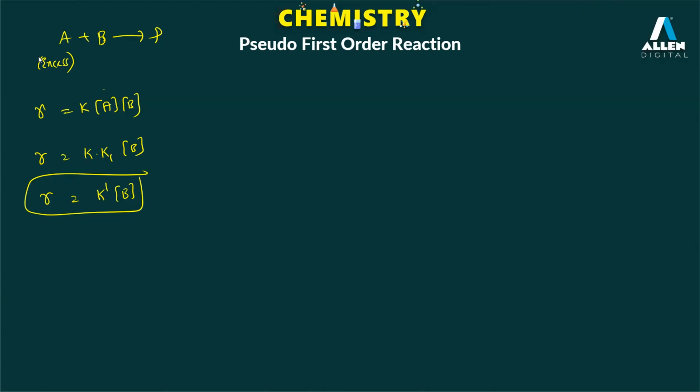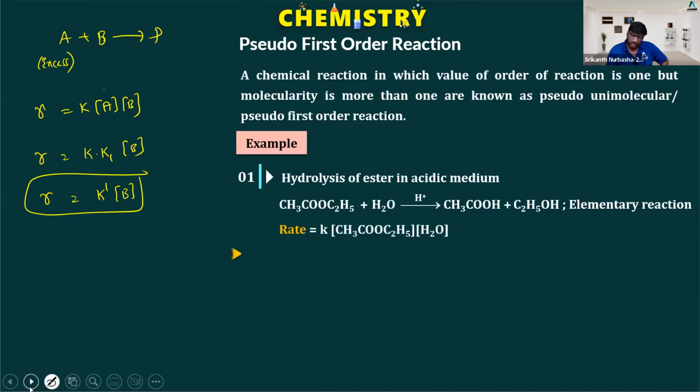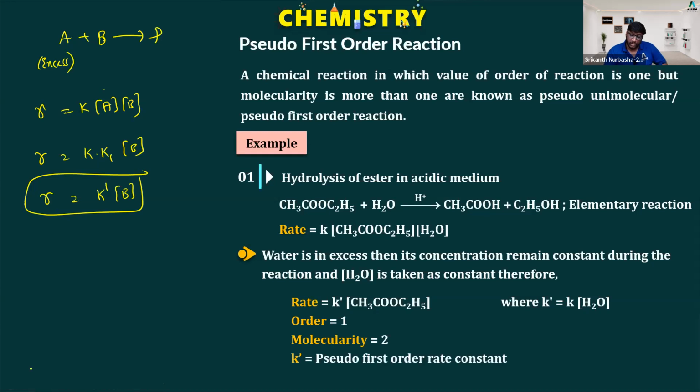since the concentration of one of the reactants is in excess. Since the concentration of one of the reactants is in excess, its concentration is almost constant throughout the reaction. So I can say the rate depends only on the concentration of the other reactant. So it has an order of 1, but the molecularity is 2. A chemical reaction in which the order of reaction is 1, but the molecularity is more than 1, is said to be a pseudo unimolecular or pseudo first order reaction.